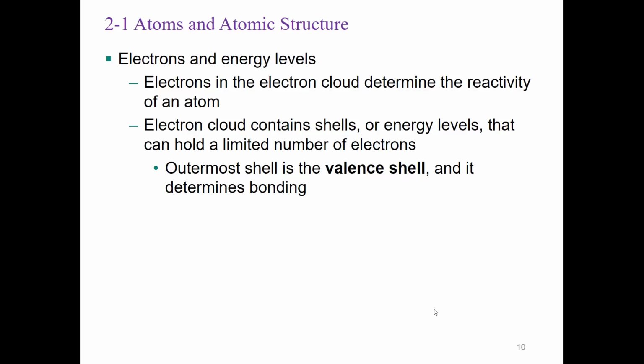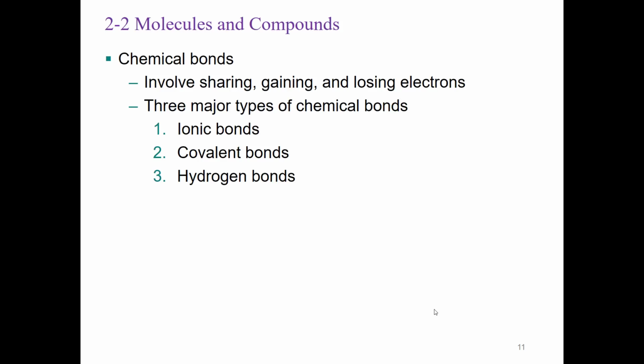So in most, not all, but in most atoms, the outer shell can hold 8 electrons. If an atom lacks any of those 8 electrons in its outermost shell, the only one we care about right now, it is going to be more likely to form bonds with other atoms. And in those bonds, they will either share, gain an electron from another atom, or lose an electron to another atom. So let's go into bonding now.